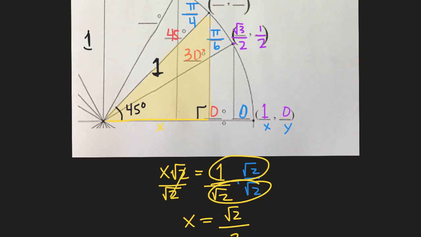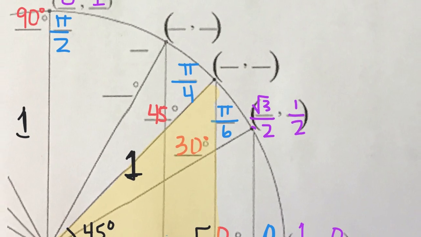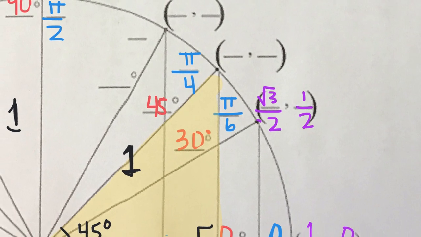So this is the x value, the leg of my right triangle if it's a 45-45-90. So root 2 over 2 is the x coordinate. And since it's an isosceles right triangle, that means the y value is the same as the x value. So both of our coordinates at 45 degrees, or at pi over 4, are root 2 divided by 2.